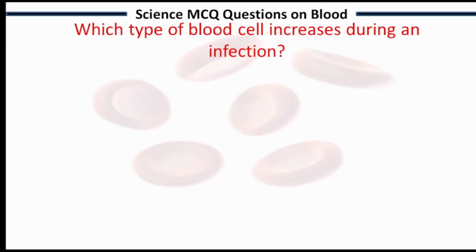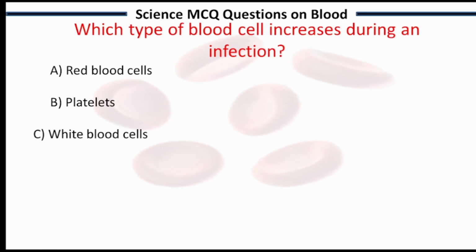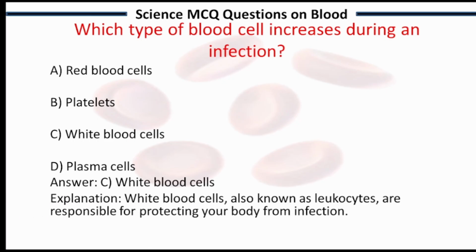Which type of blood cell increases during an infection? Red blood cells, platelets, white blood cells, plasma cells. Right answer is white blood cells. White blood cells, also known as leukocytes, are responsible for protecting your body from infection.